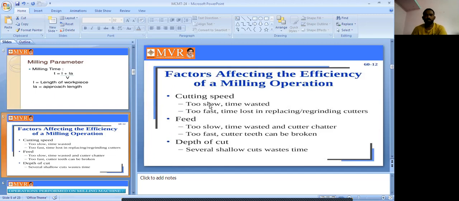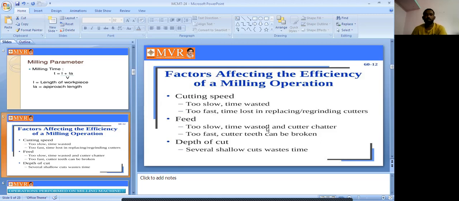Okay, so first of all, cutting speed. Too slow and time is wasted. What are the effects? Too slow means time wasted. The next one is too fast, which means time lost in replacing the cutters. So by using the cutter, these are some of the effects we can see on the milling operation.